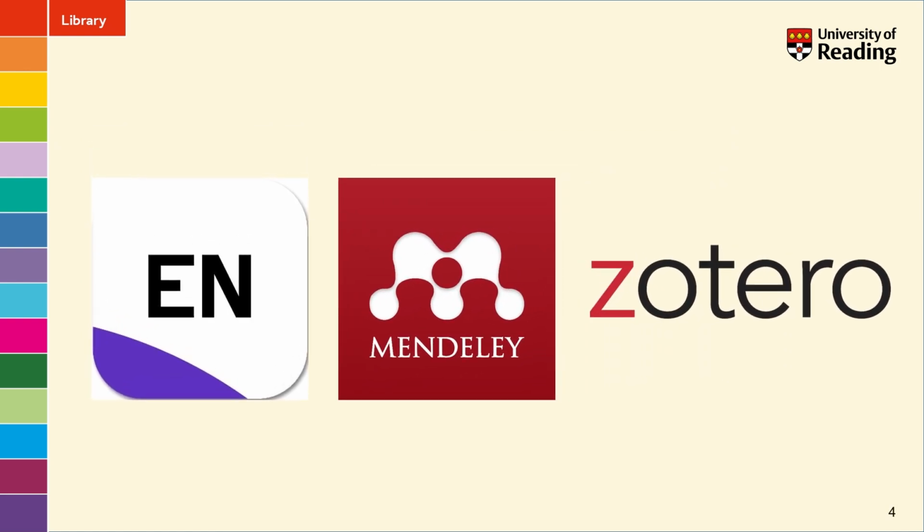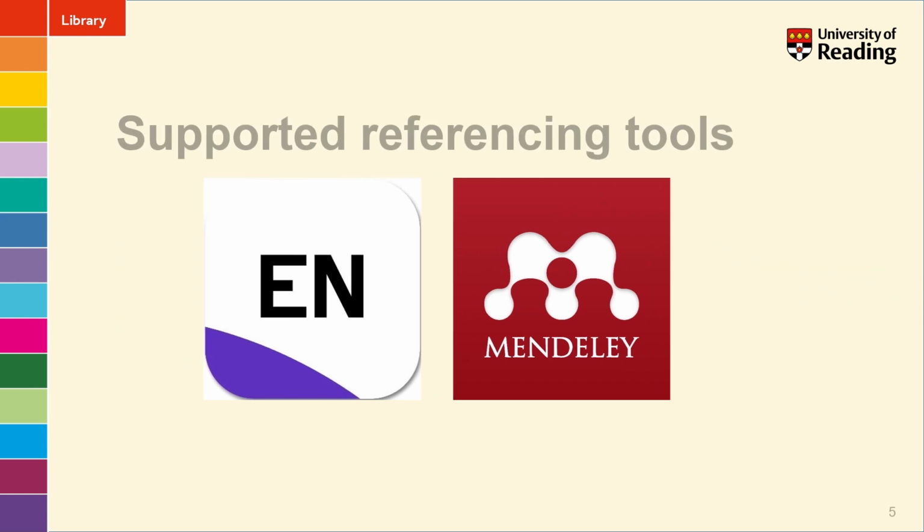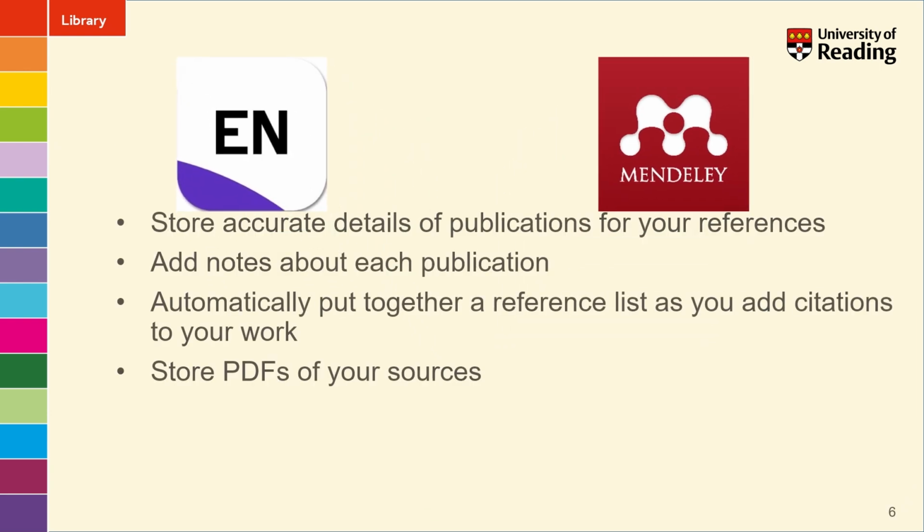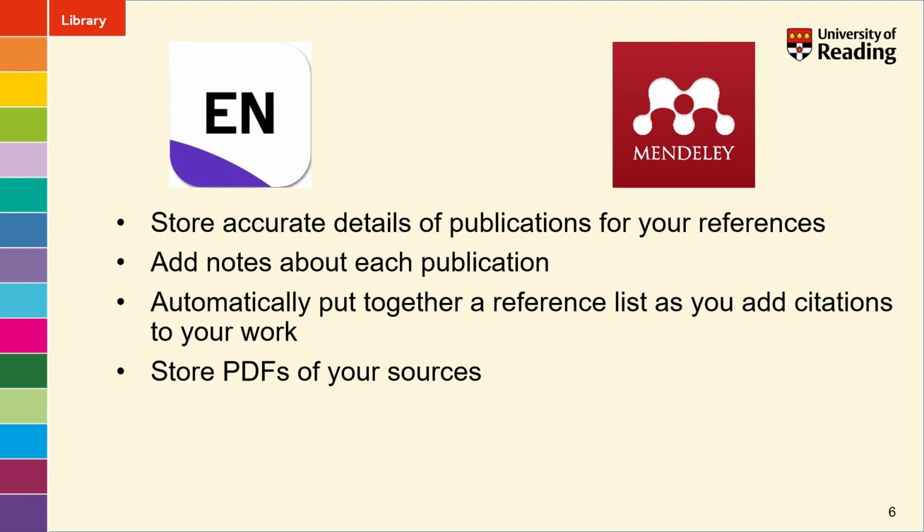There are three main referencing tools: EndNote, Mendeley and Zotero. The University Library provides support for both EndNote and Mendeley. We tend to think of these as fully featured referencing tools, as there's a lot that they can both do. Fully featured referencing tools allow you to store accurate details of publications for your references, add notes about them, automatically put together a reference list as you add any citations to your work, and to store PDFs of any publications, but there are some small differences between them.